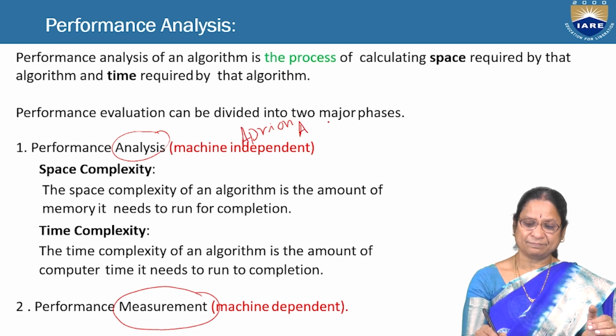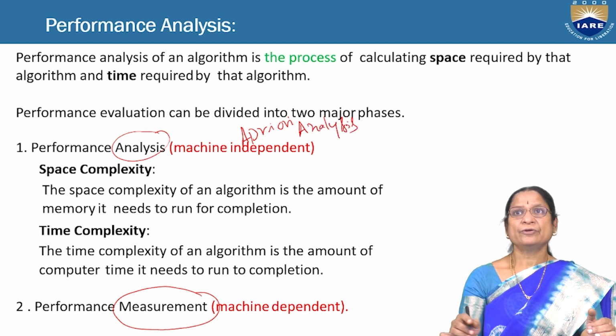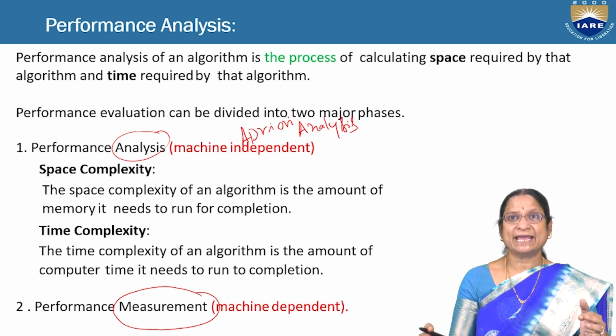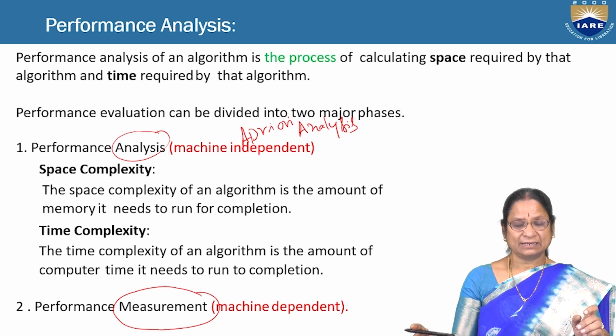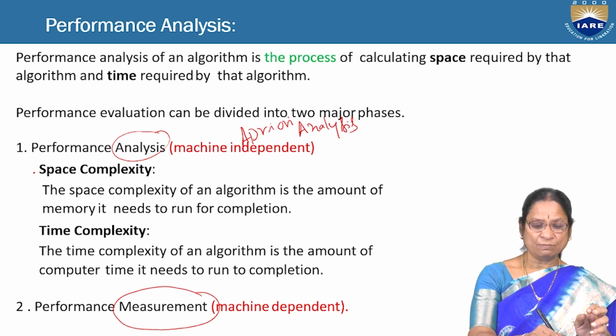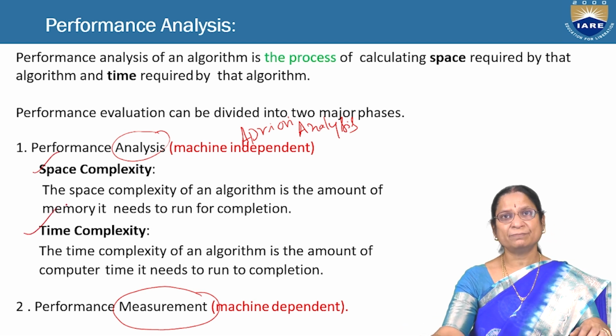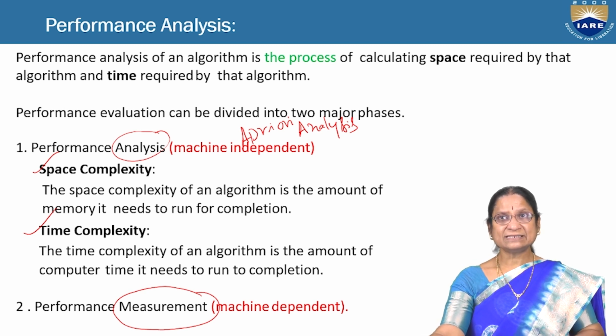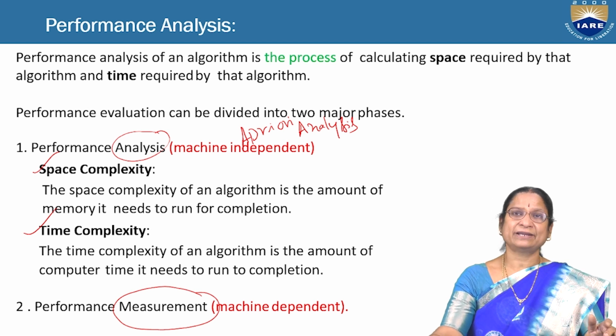We will also call it a priori analysis. A priori analysis means before implementing on a system itself, we will analyze how much space, that is memory, it is going to occupy, as well as how much time is going to be taken by that particular algorithm to get a solution for any problem, for various sets of data. So this is a priori analysis. This is more important.